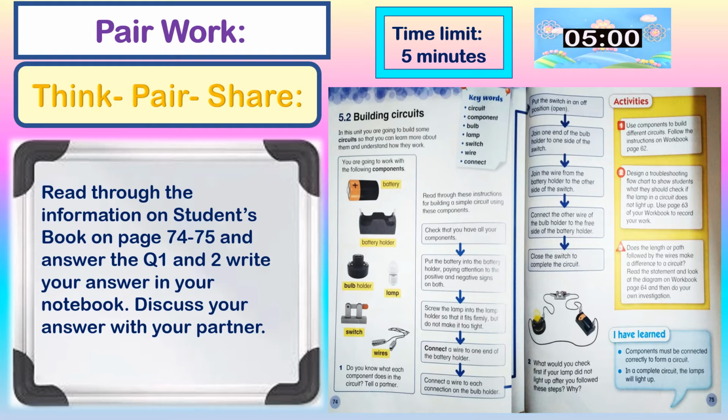First, check that you have all your components. Second, put the battery into the battery holder, paying attention to the positive and negative signs. Next, screw the lamp into the lamp holder so that it fits firmly but do not make it too tight. Then connect a wire to one end of the battery holder. Then connect a wire to each connection on the bulb holder.